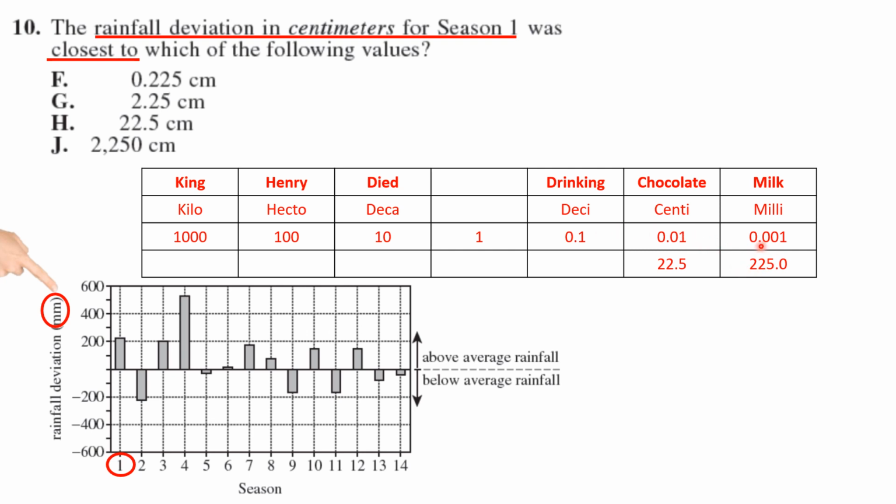And ACT generally asks the difference between milli and centi, right? Moving from millimeters to centimeters or centimeters to millimeters. So we're moving from millimeters, 225, move your decimal 1 spot to the left, and it's 22.5, choice H. This is one of the more common ACT knowledge questions.